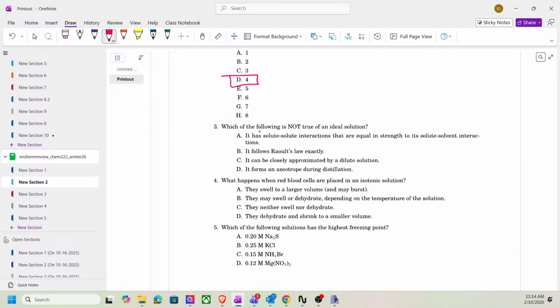Which of the following is not true of an ideal solution? Let's just go through. It has solute-solute interactions that are equal in strength to its solute-solvent interactions. Is that ideal? So yes, okay. It follows Raoult's law, exactly. Well, yeah, that's the definition. It can be closely approximated by a dilute solution. So yes, that's our math. And then it forms an azeotrope during distillation.